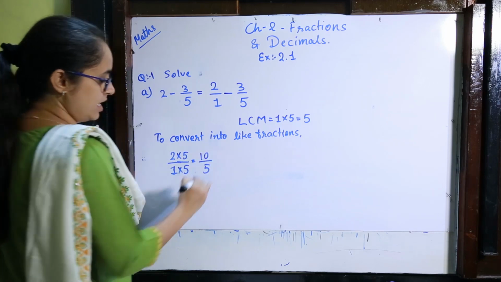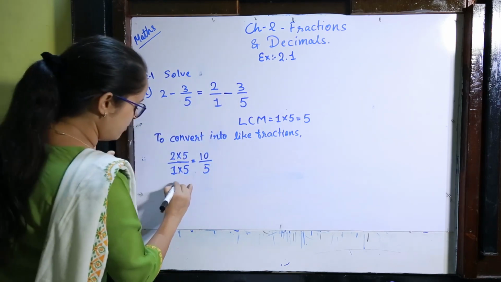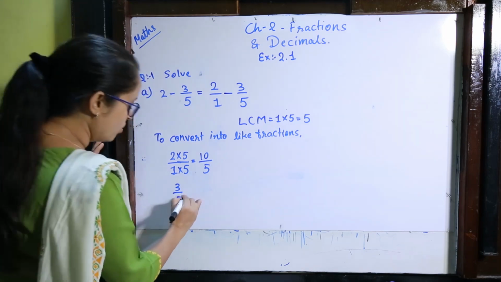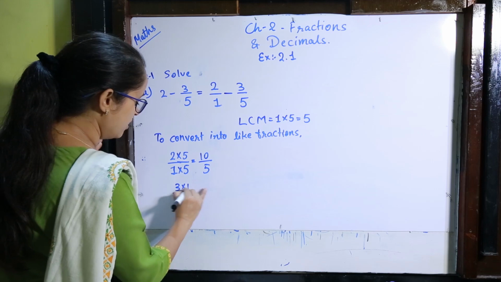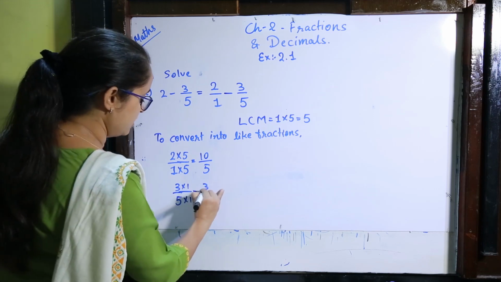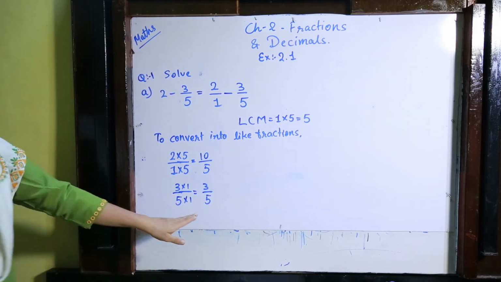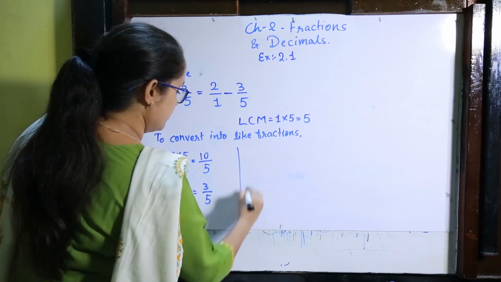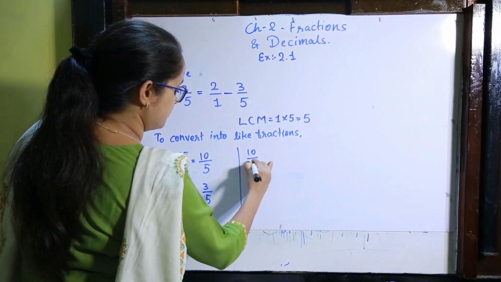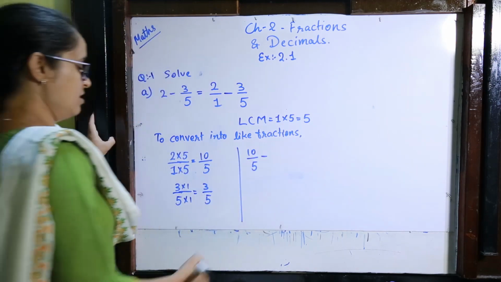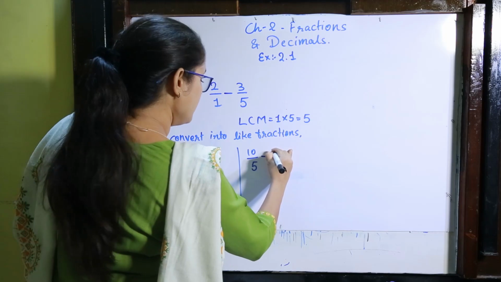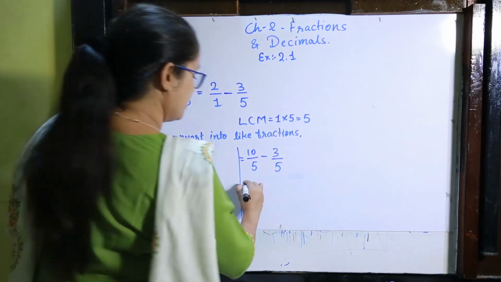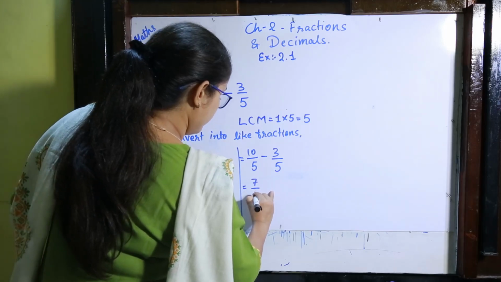So 2 fives are 10. Now here 3 upon 5, here already the denominator is 5 itself. So you don't need to find the equivalent fraction, it is the same number, 3 upon 5. Now you can do the operation, that is subtraction. 10 upon 5 minus 3 upon 5 will be 7 upon 5.